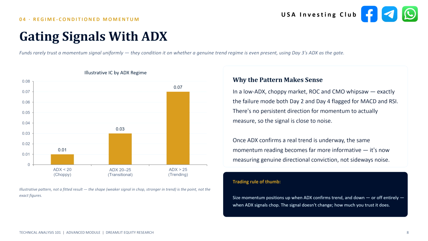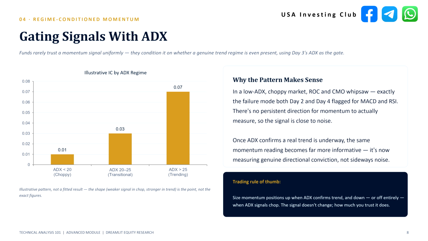Gating signals with ADX. Funds rarely trust a momentum signal uniformly. They condition it on whether a genuine trend regime is even present, using day 3's ADX as the gate. Here's what that conditioning actually looks like measured, not just argued. The information coefficient of a plain ROC signal split by ADX regime.